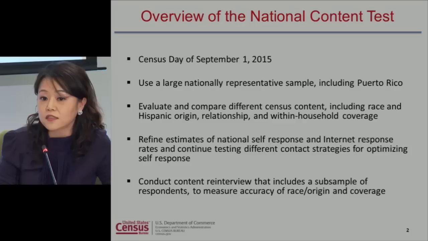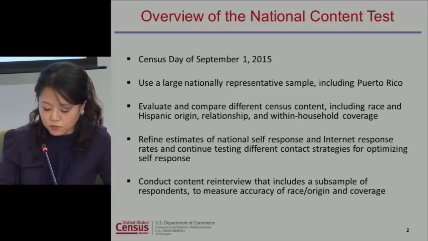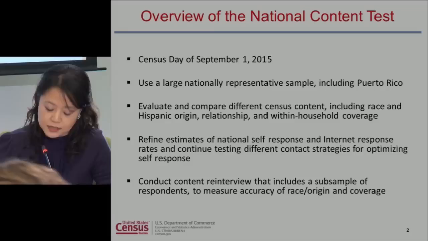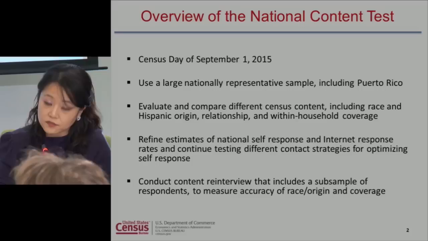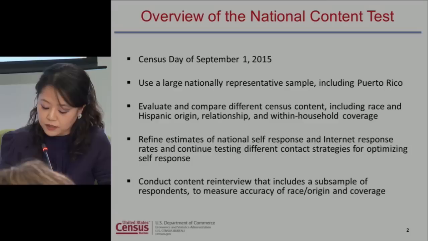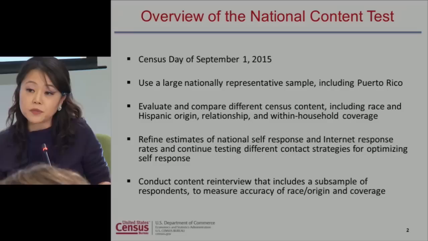Mostly, these strategies are related to the timing and the format of the mailings and the reminders. We've already discussed with you that the NCT will include a content re-interview operation to further assess the accuracy and the reliability of our question alternatives for race and Hispanic origin, as well as the within-household coverage. The re-interview sample will include approximately 100,000 cases. The NCT will be a self-response test only and will not have a non-response follow-up operation.